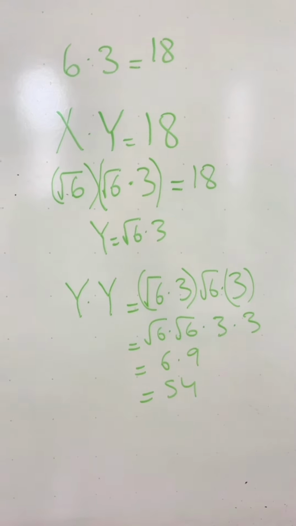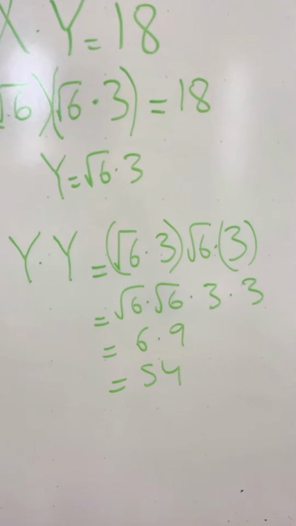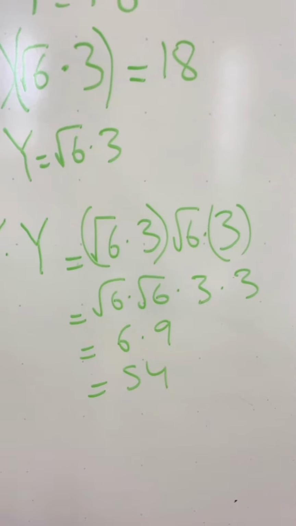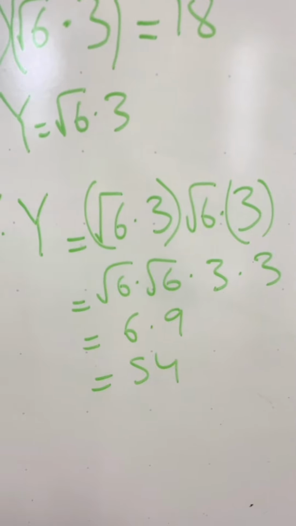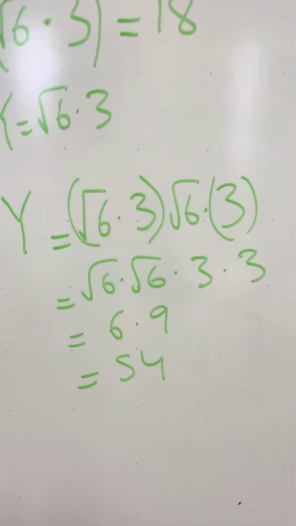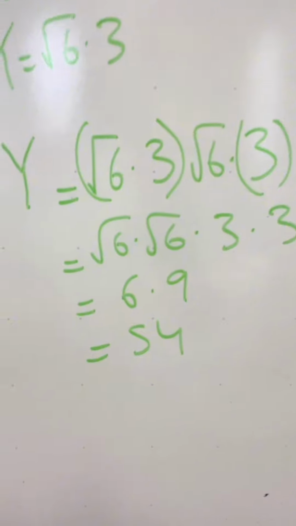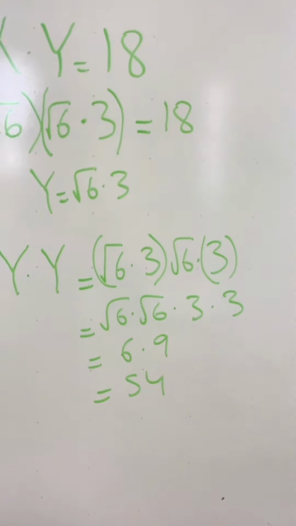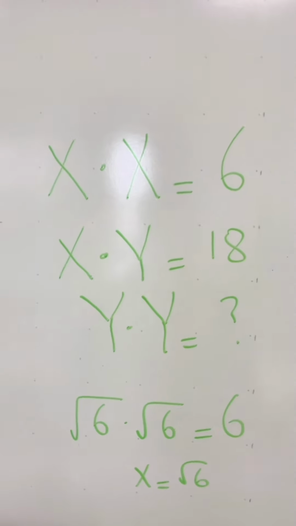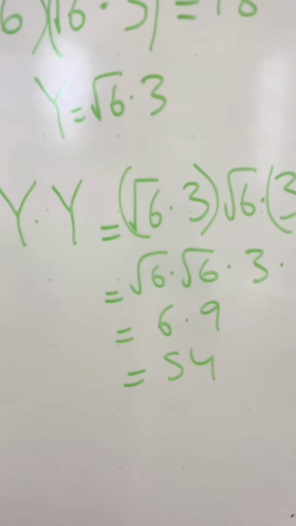So now, when we're trying to figure out y times y, that is simply equal to root 6 times 3 times root 6 times 3. And then once you rearrange the root 6's and the 3's, it becomes a really easy calculation because root 6 times root 6 again is 6, 3 times 3 is 9, 6 times 9 is 54. And so y times y is 54.